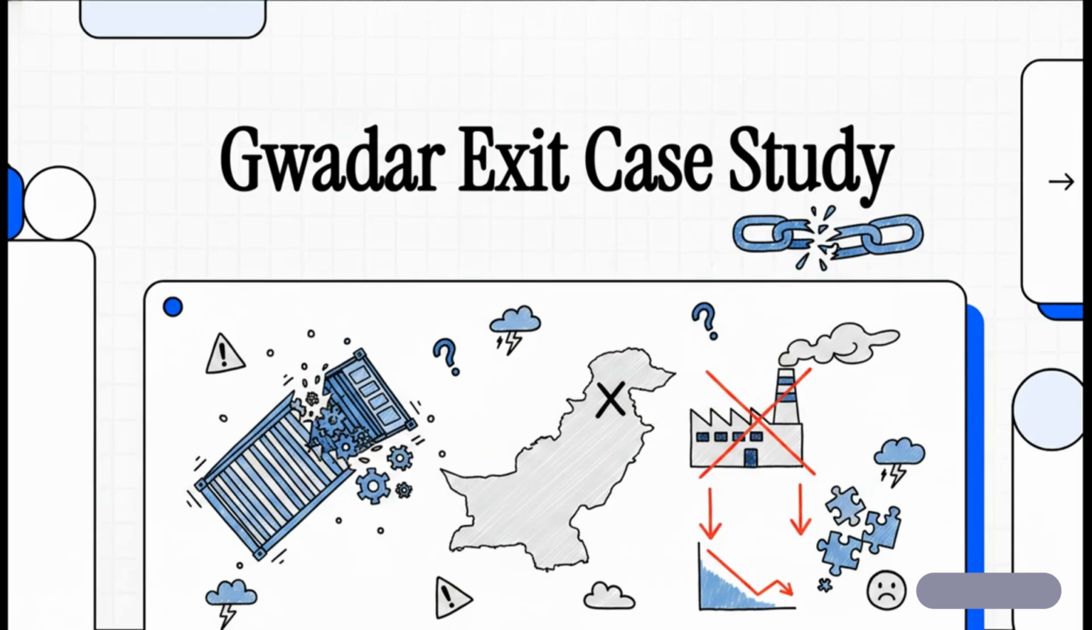All right, welcome to this explainer. Today, we're going to use the frankly shocking recent exit of a Chinese processing plant in Gwadar as a masterclass in analyzing business risk and operational failure. Seriously, if you want to understand how massive global supply chains can completely break down at the local level, this is the perfect test case. Let's get right into it.